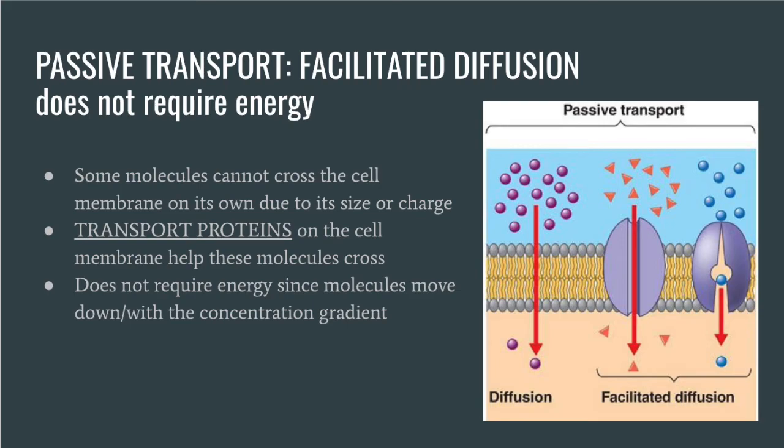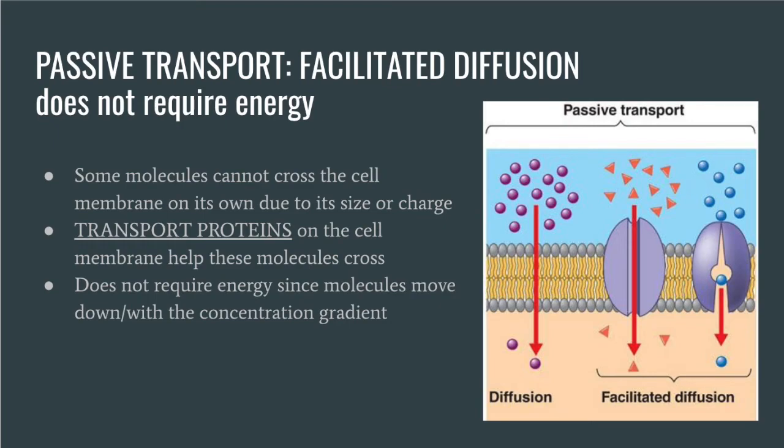This leads us to our final type of passive transport known as facilitated diffusion. This again does not require any energy since it is a type of passive transport. However, some molecules just simply cannot pass the membrane on their own due to their size. Maybe it's too large or its charge. And so it needs the help from a protein known as a transport protein.